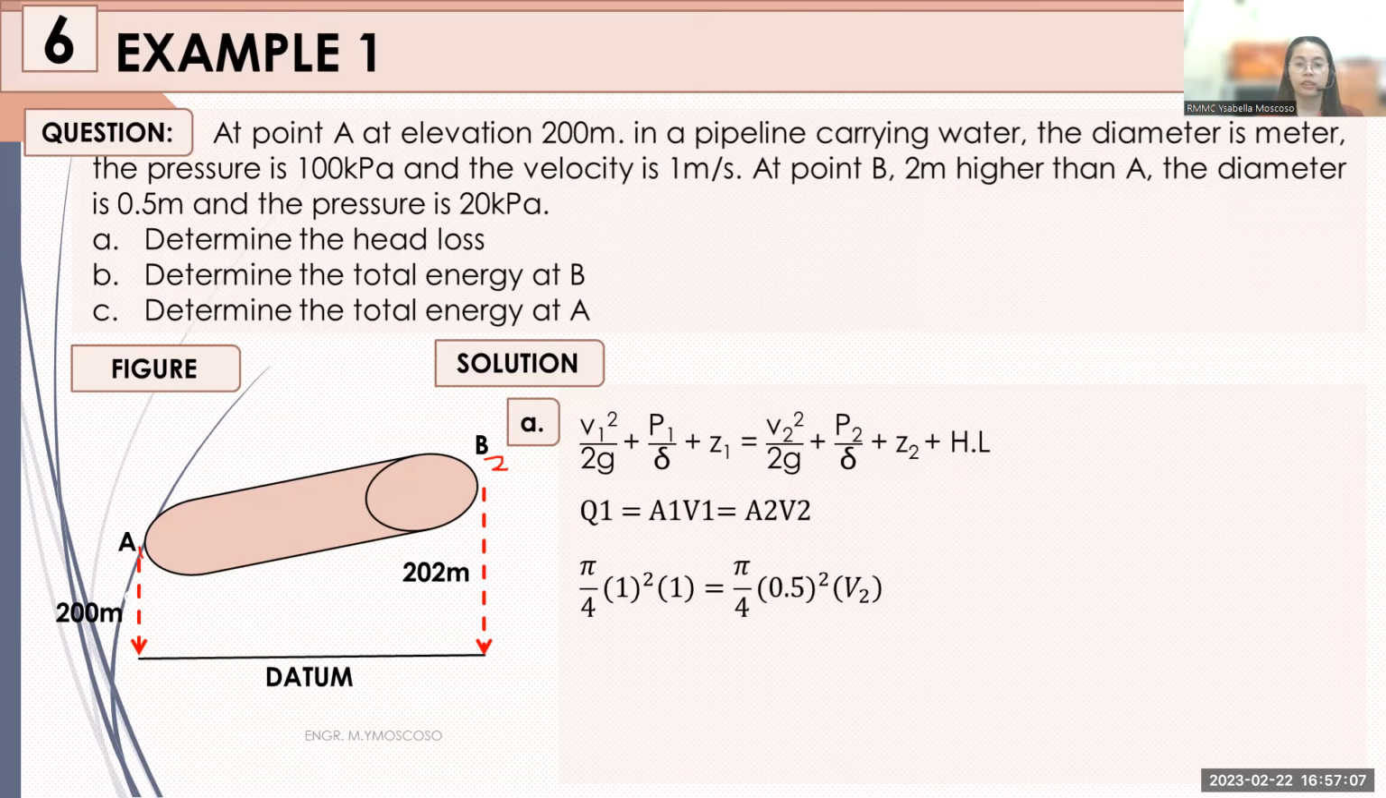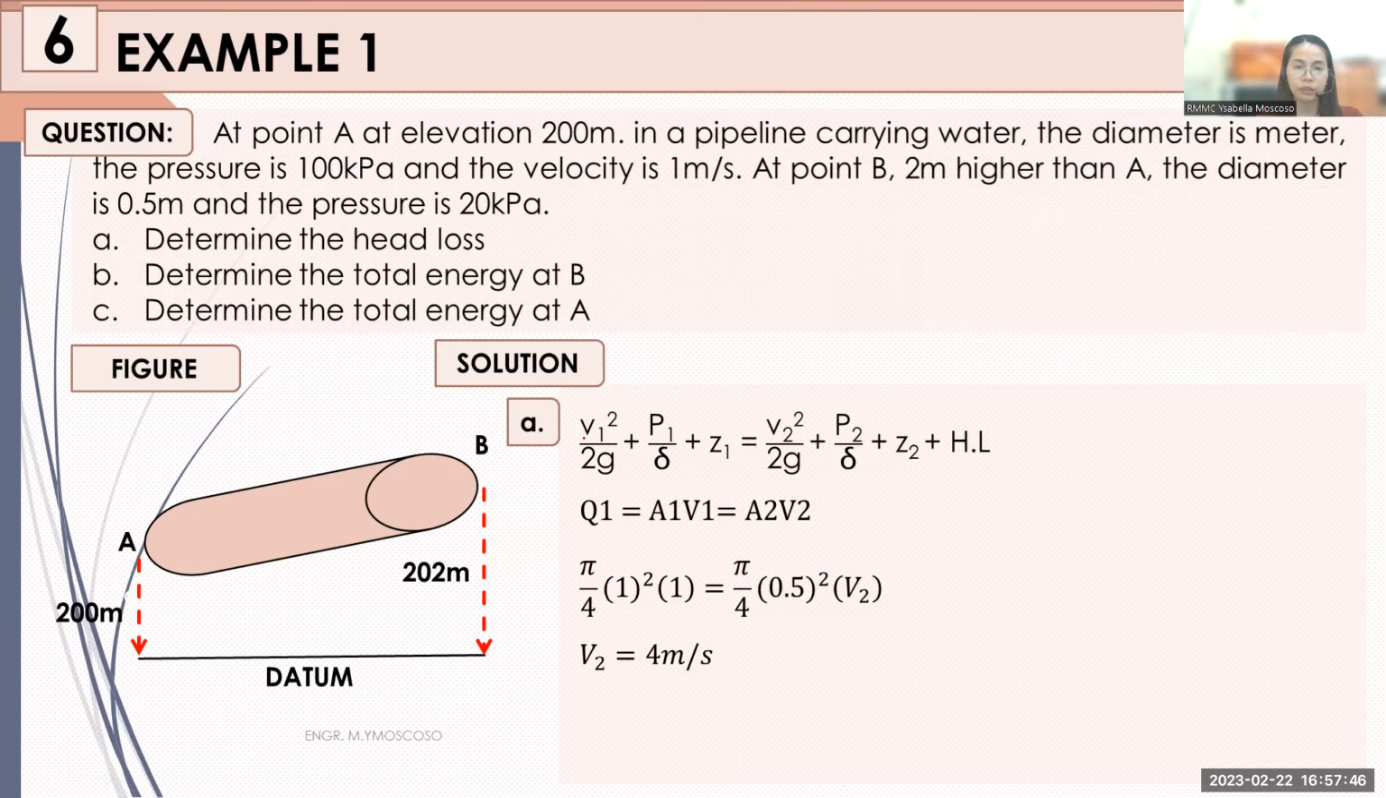Okay? So you have here, given that at point A, the diameter is 1 meter and the velocity is 1 meter per second. And at point B, you have a diameter of 0.5. So let us try to equate your Q sub 1 and your Q sub 2. In that case, you have pi over 4 times 1 squared times 1 equals pi over 4 times 0.5 squared times V2. Ibig sabihin, makukuha ninyo yung velocity at point 2, and that is equal to 4 meters per second.